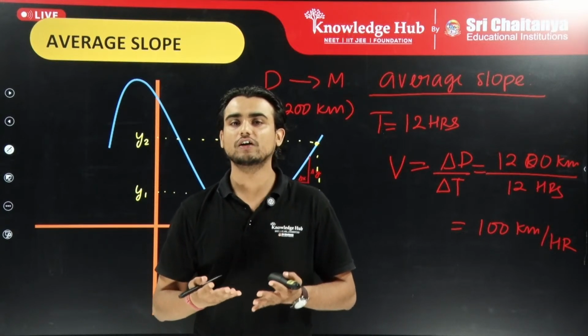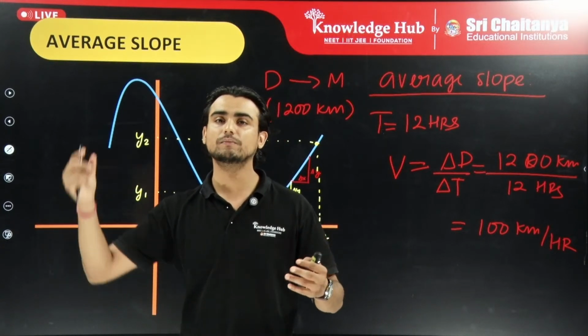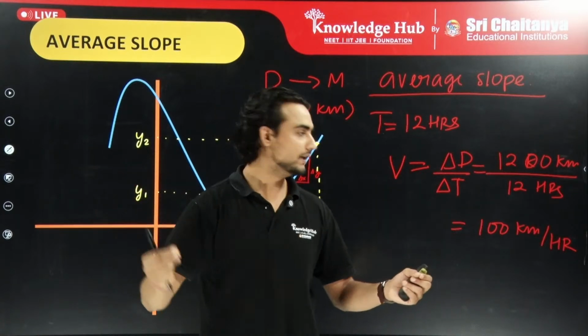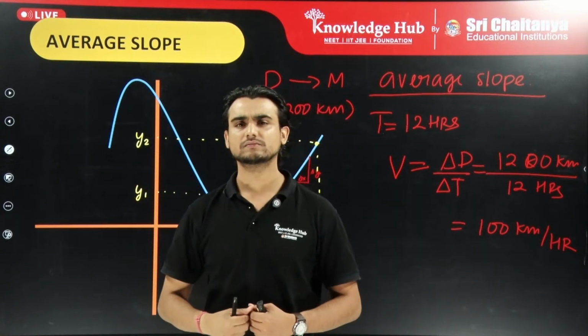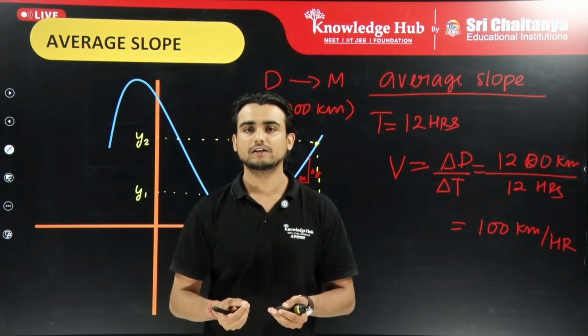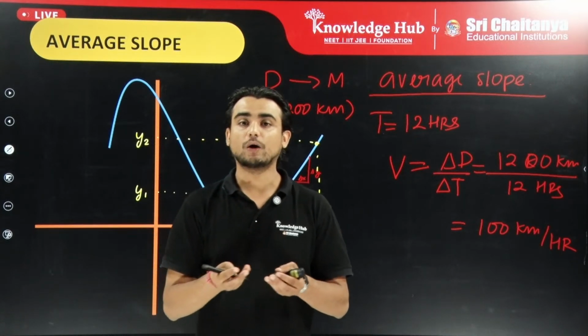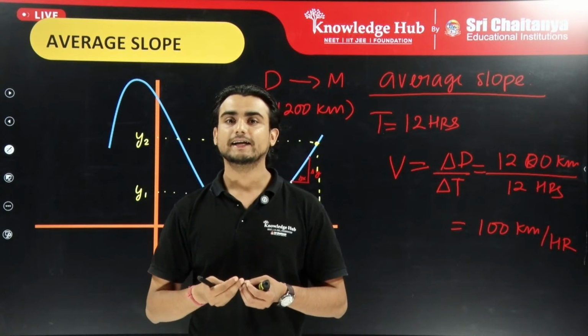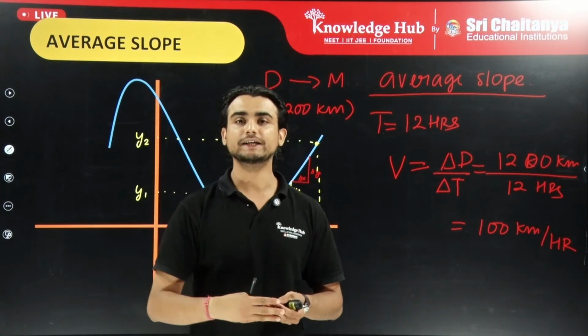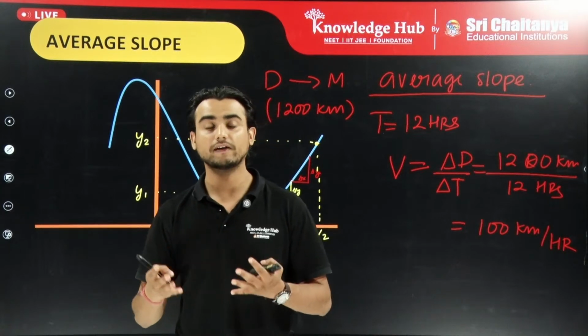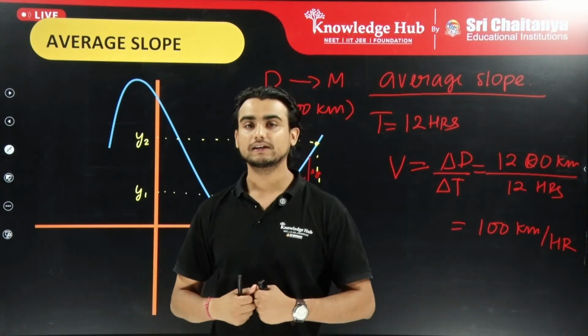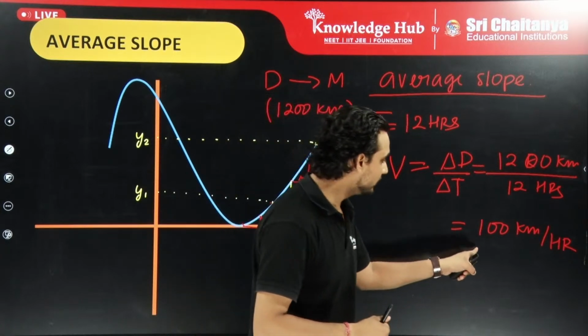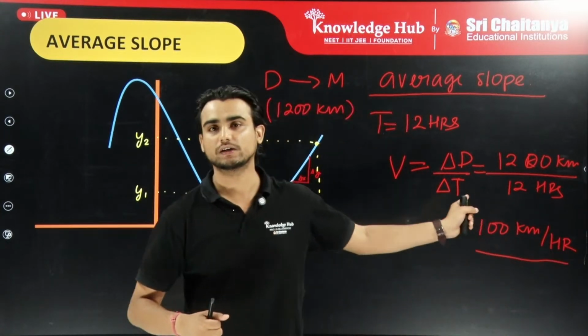No. I was not traveling for the whole journey from Delhi to Mumbai at a speed of 100 kilometers per hour. Obviously no, right? I would have stopped for petrol, for food. In the traffic, I would have decreased my speed. On the highway, I would have gone fast. So this 100 is the average speed which I got.